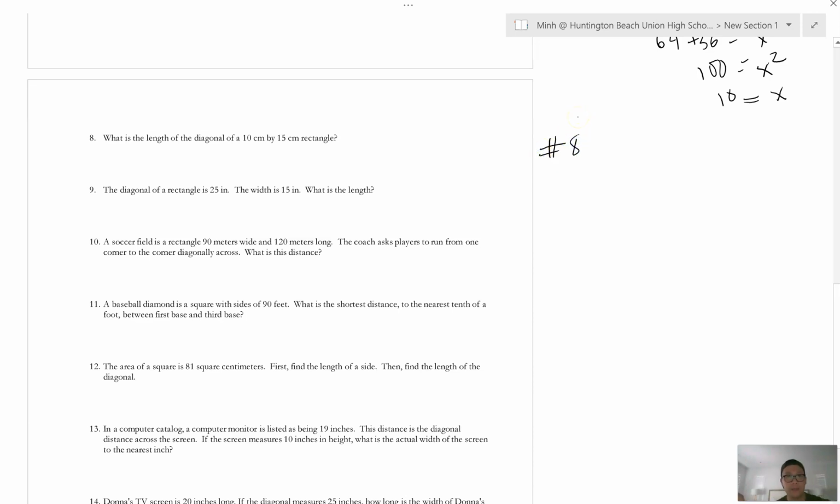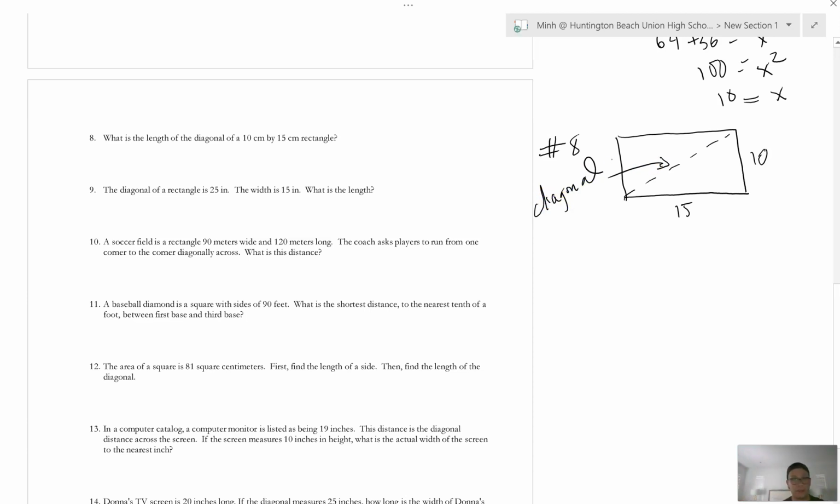Number 8 says, what is the length of the diagonal of a 10 centimeter by 15 centimeter rectangle. So I have a rectangle whose dimensions are going to be 15 by 10, right? Doesn't matter which one. But what they're asking you is, what is the diagonal? So just for reference right over here, this is my diagonal.